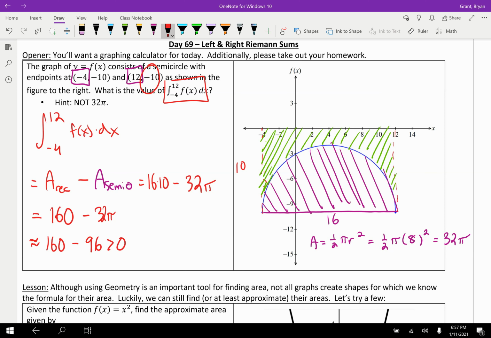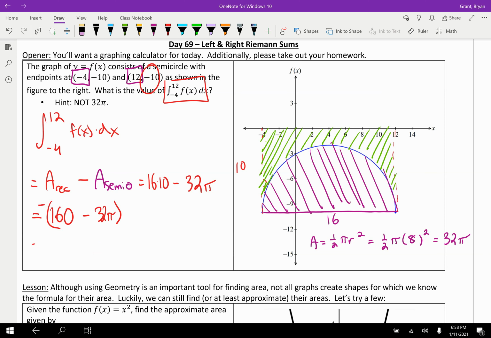Where is that green area located? Oh, that green area is below the x-axis. And any time we have an answer that's below the x-axis, our answer better be negative. So how do we do that? Well, it's easy enough. We just say this is the right answer. We just need to make it negative. It's just going to be the opposite of it.